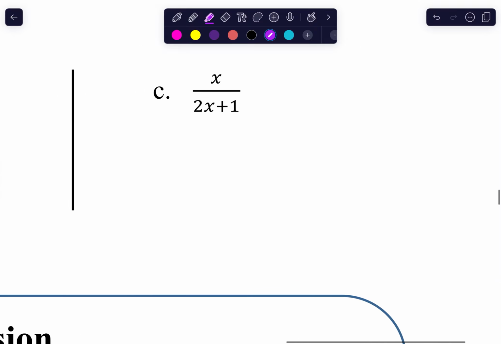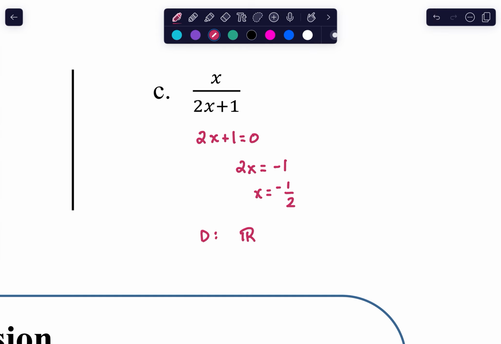And for the last one, I'm sure some of you are able to see this. It's a fraction, so we set the denominator equal to 0. So we get 2x equals -1, and x is going to equal -1/2. So my domain is all real numbers not equal to -1/2. Okay, and we are going to revisit domain later in chapter or section P5.